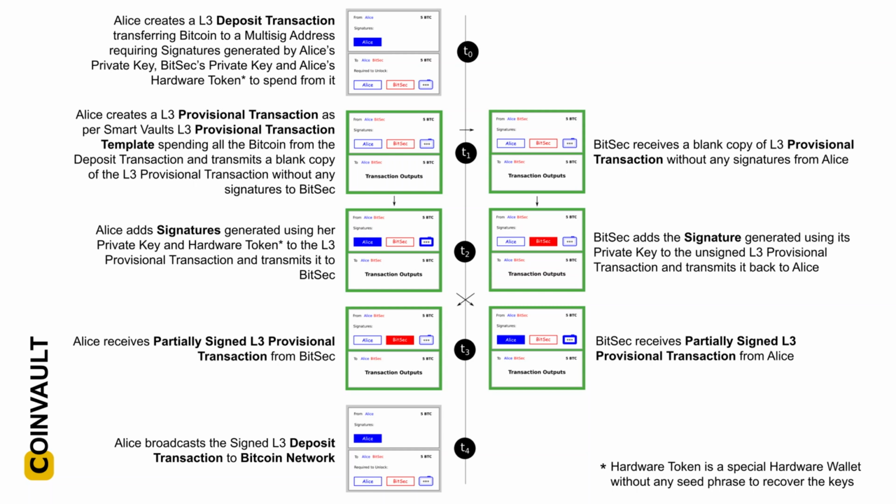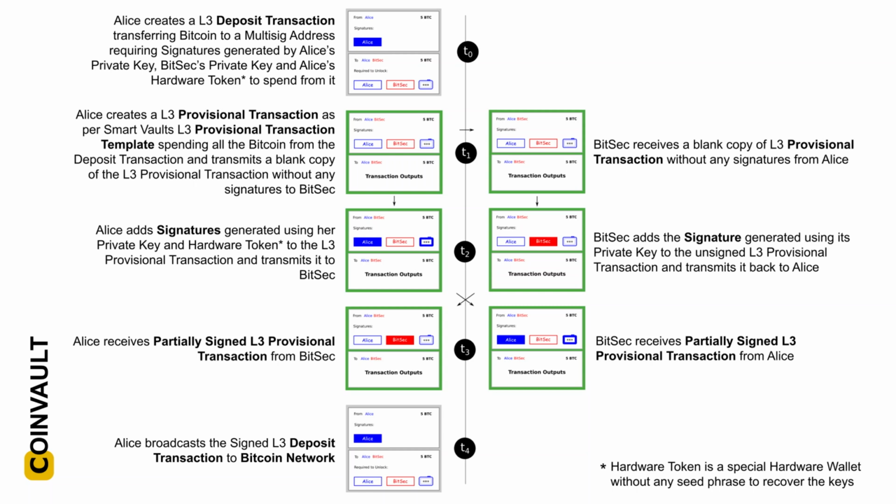At inception, Alice, the depositor, creates an L3 deposit transaction transferring Bitcoin to a multisig address that requires signatures generated using her private key, her hardware token, and BitSec's private key. She creates the L3 deposit transaction but does not yet broadcast it.